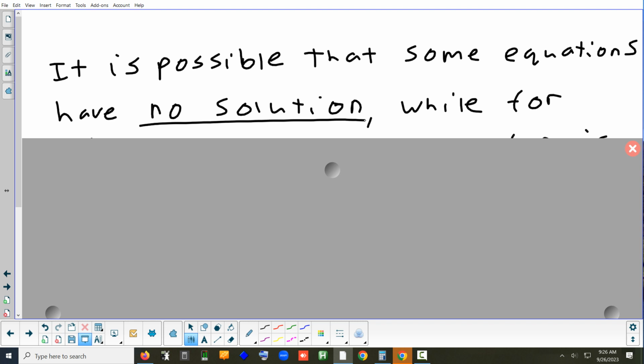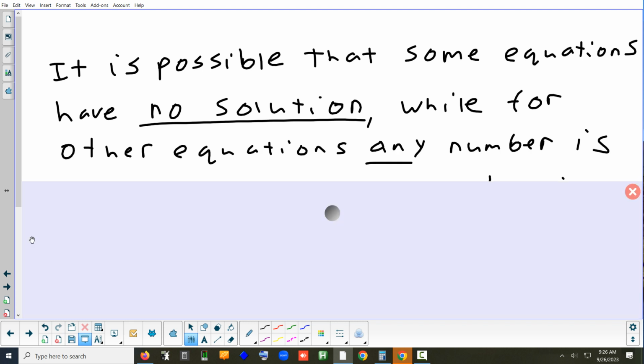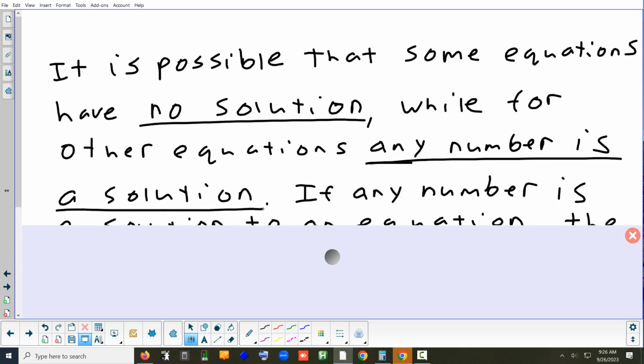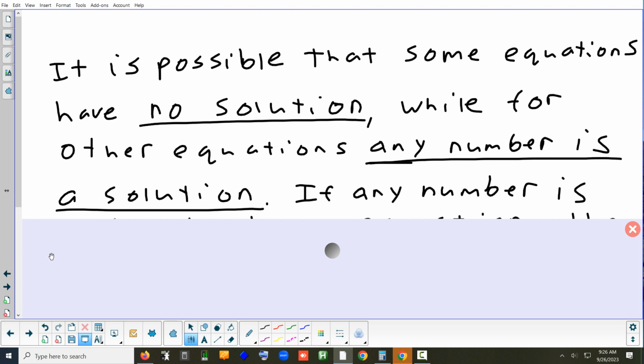Now, the opposite of having no solution to the problem is having infinite solutions, or any number is a solution. So for other equations, you're going to write down any number is a solution. That's what goes in the second blank. So for other types of equations, you can have any number be a solution. That means no matter what number you plug in, it's going to work.